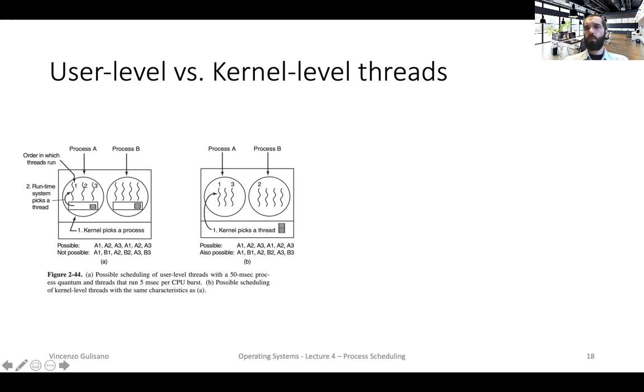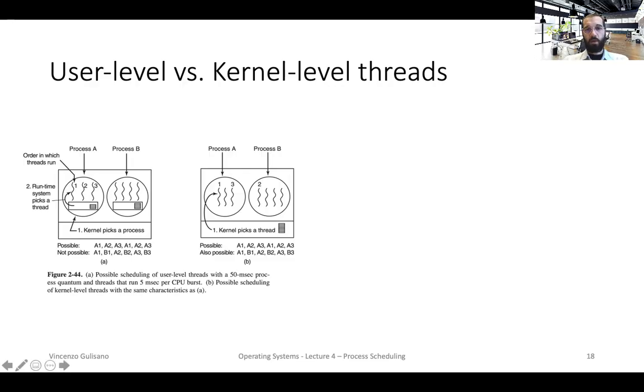If we use user-level threads, then a set of threads are managed in the user space, but they are all linked together with the same kernel thread. Okay, so from the perspective of the operating system, the kernel is picking a process. Okay, it could be process A or process B. Within the process, then there can be several user-level threads. Okay, and these are scheduled in user space by the process itself.